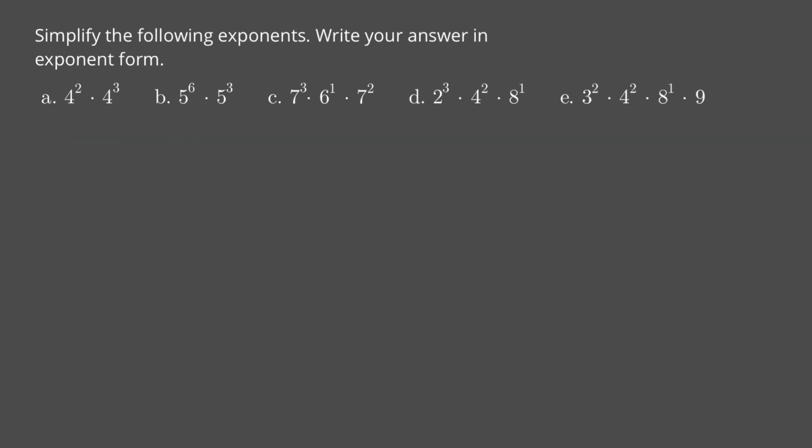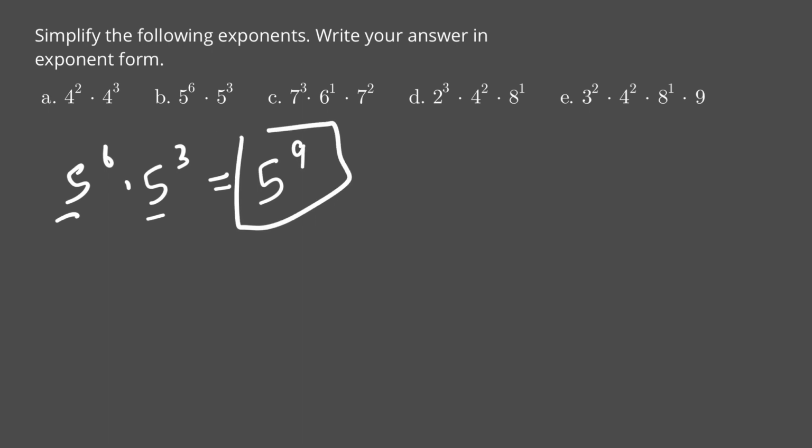Let's take a look at part B. We have 5 to the power of 6 times 5 to the power of 3. Again, the bases match, so we don't have to do any work, and we add the exponents. So the base stays 5, 6 plus 3 in the exponents gives us 5 to the power of 9. Okay, let's look at part C.